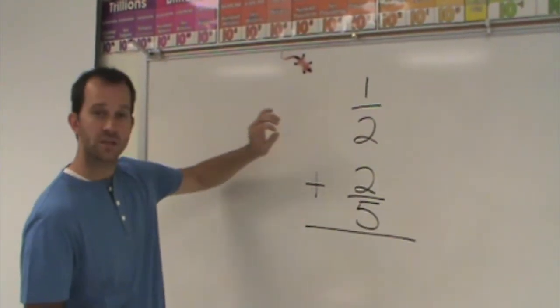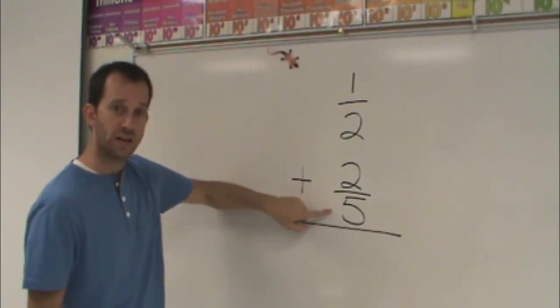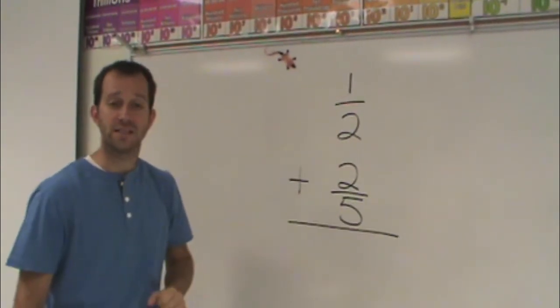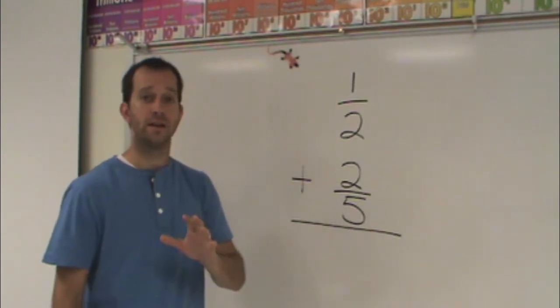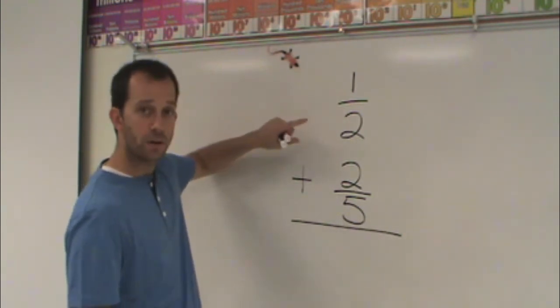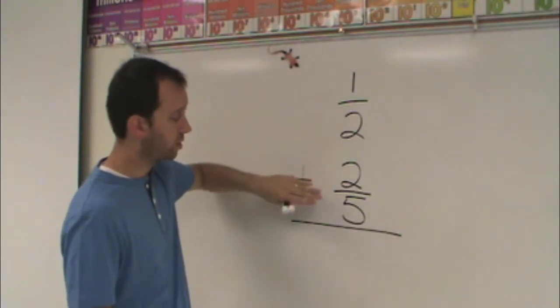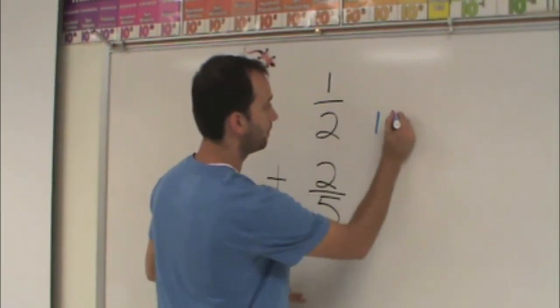When we add fractions, the first thing we need to look at is, are the denominators the same? These denominators are not the same, and they're not on your homework. So what we have to do before we can add them is find a common denominator. We're going to look for the least common multiple between the number 2 and the number 5. That number for us is going to be 10.